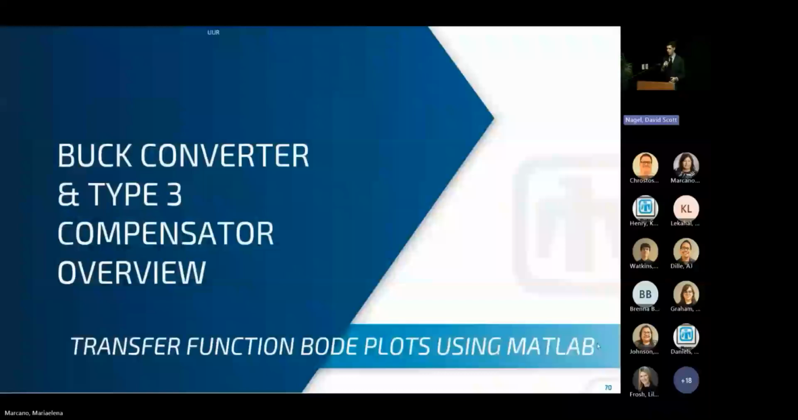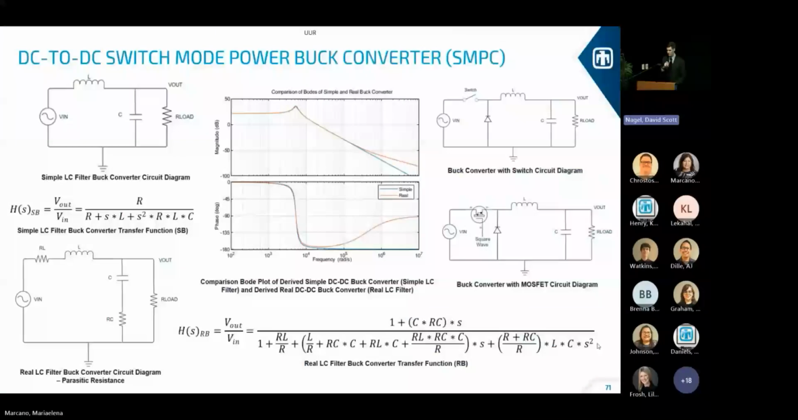So, the overview of my project: my focus is on a buck converter and type 3 compensator, using transfer functions of those to create Bode plots using MATLAB. As you can see here, a buck converter is made up of a voltage source, an inductor, a capacitor, and some sort of load.